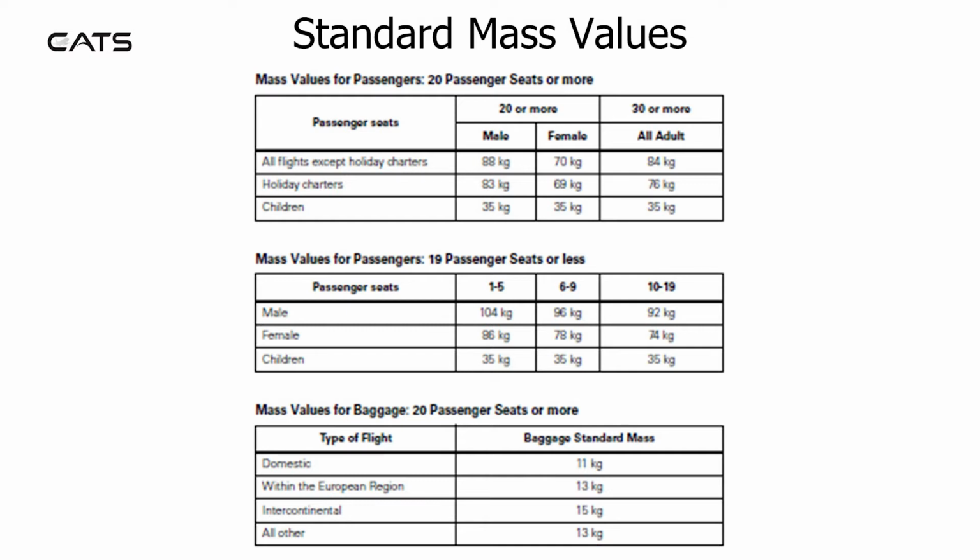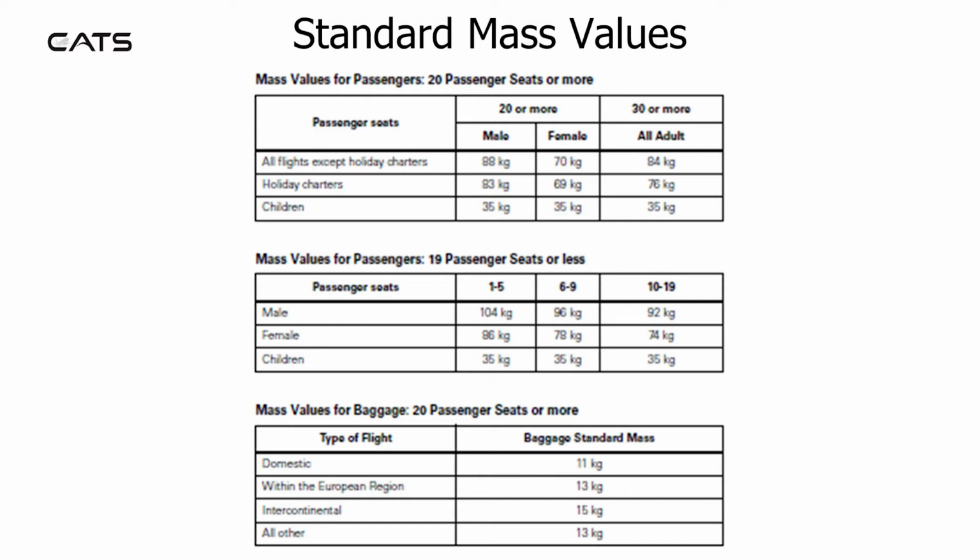The mass values for passengers with 19 passenger seats or less are different. Males, with 1 to 5 passenger seats up to 10 to 19 passenger seats, varies from 104 to 92 kilograms, with females being 86 to 74 kilograms. Children are 35 kilograms.